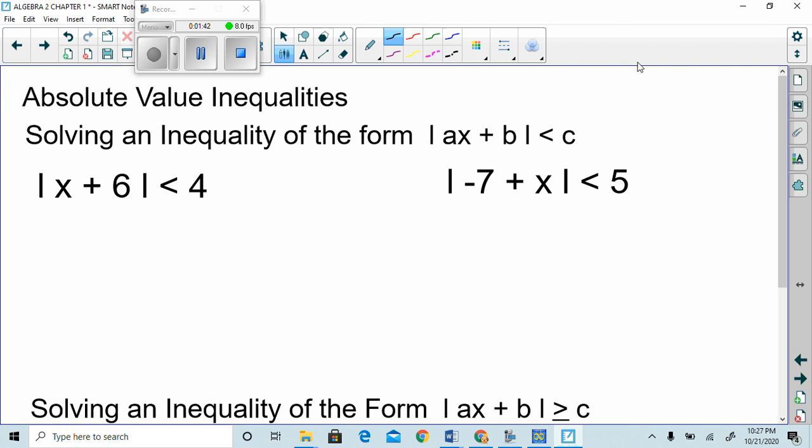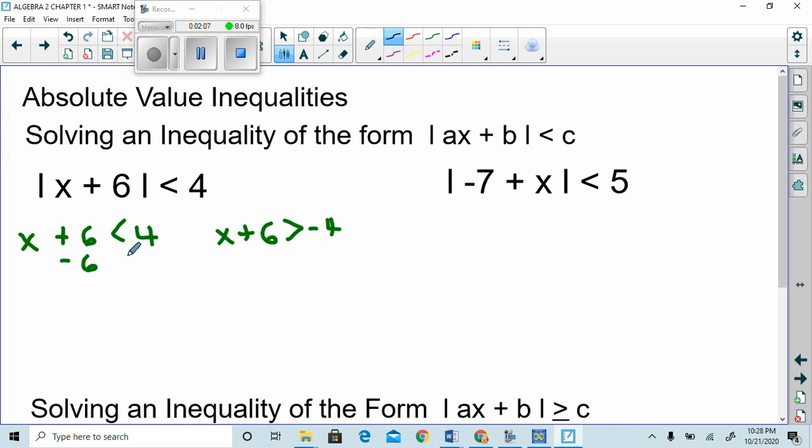So when we look at these, we're going to start by rewriting it. We remove the symbol. We get x plus 6 is less than 4. And if you recall, in the equations, we changed the sign. Well, not only are we going to change the sign as we rewrite it, we're also going to reverse or flip the direction of the inequality. And then we solve twice.